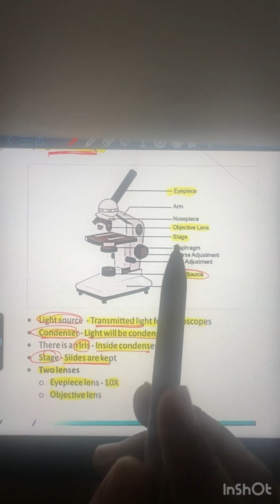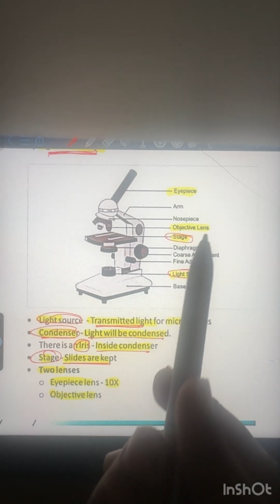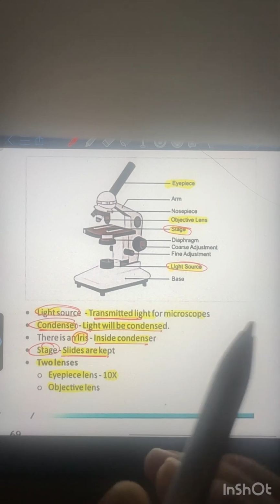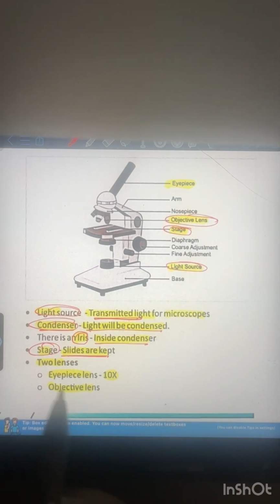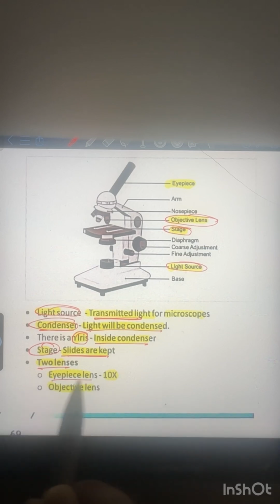Now after that, let's come to the lens system. This is the set of lenses which is near the slide, near the object. So these are said to be the objective lenses. Similarly, we have another set of lenses, but that is from where you are looking. This is near your eyes. So what kind of lenses do these become? These become the eyepiece lens. So we have an objective lens and we have an eyepiece lens.